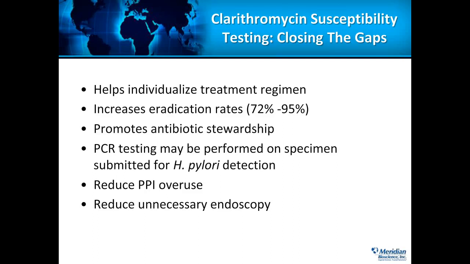It promotes antibiotic stewardship because we put these patients on the correct antibiotic at the first go, rather than arriving at the correct regimen after having a trial and error with several other regimens. Now, PCR testing can be performed on the same specimen which was submitted for H. pylori detection, so that makes it easy to get susceptibility testing. It does not require an additional specimen. If we can increase our rate of H. pylori eradication, we can reduce PPI overuse, and we can reduce the overuse of endoscopy.